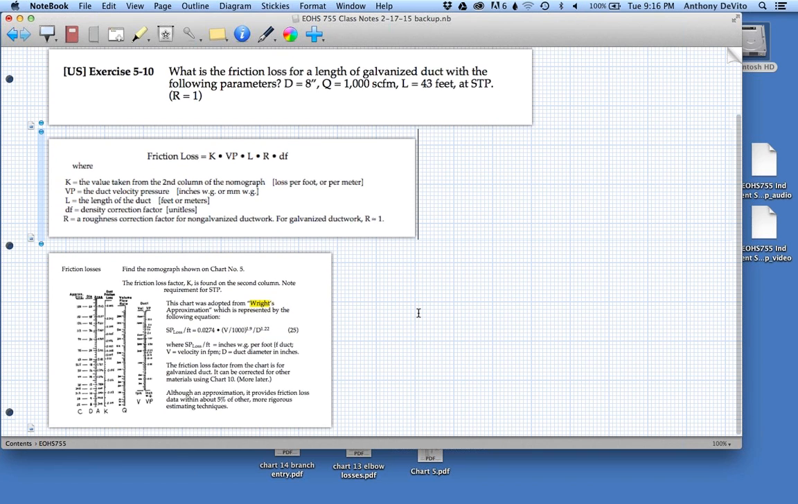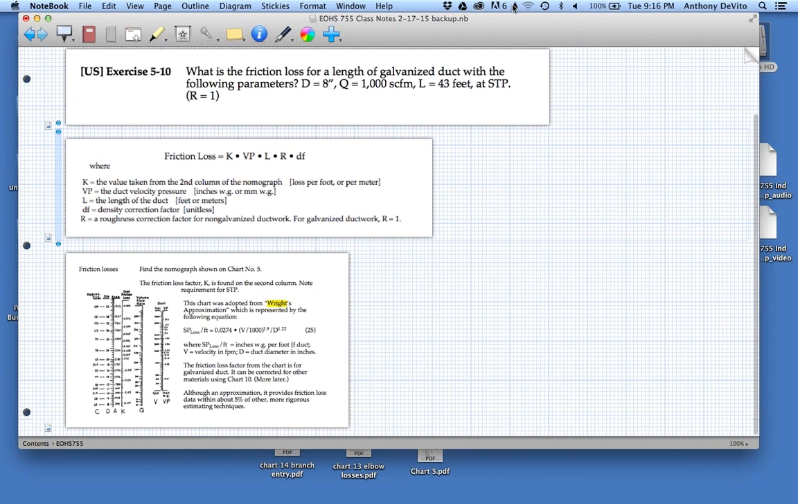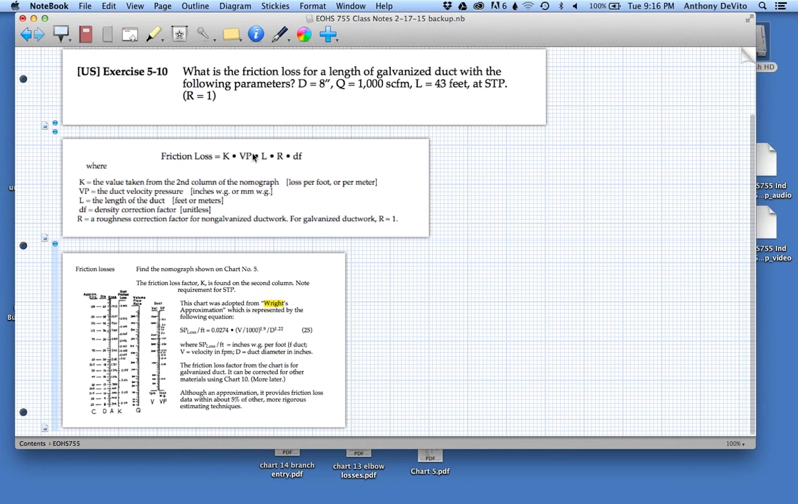Well, how are we going to do that? Again, we're going to rely on a table for figuring out what our frictional loss in that length of ductwork is. First of all, what do I need? What's here that I know I'm going to need? Let's see.